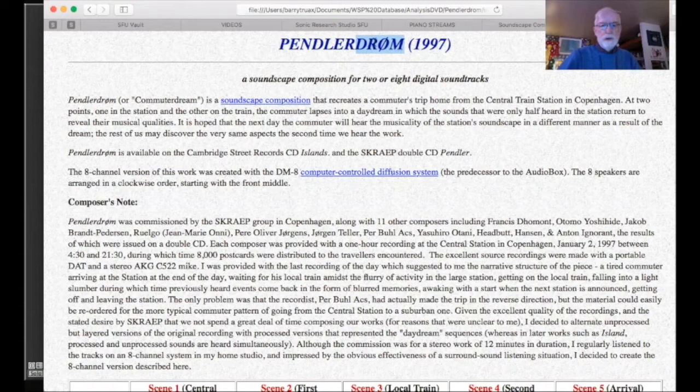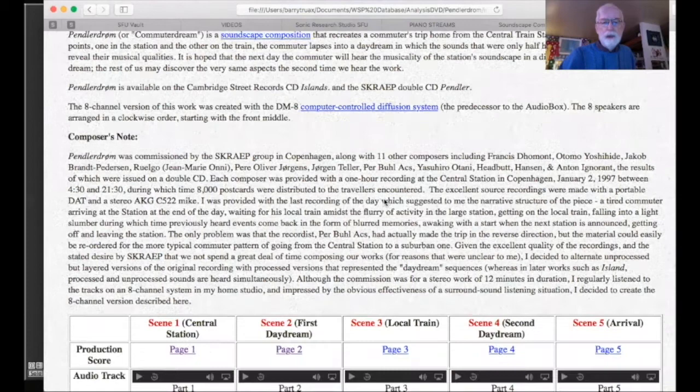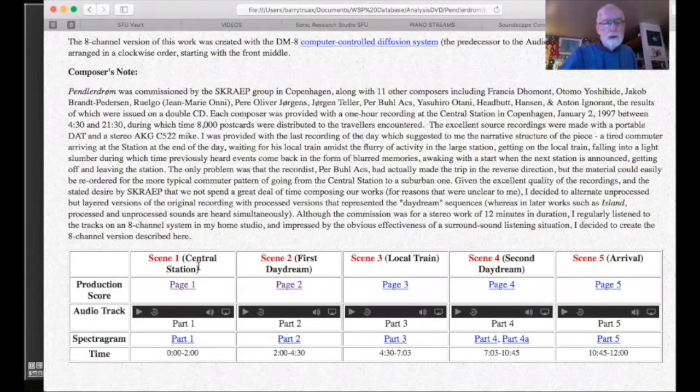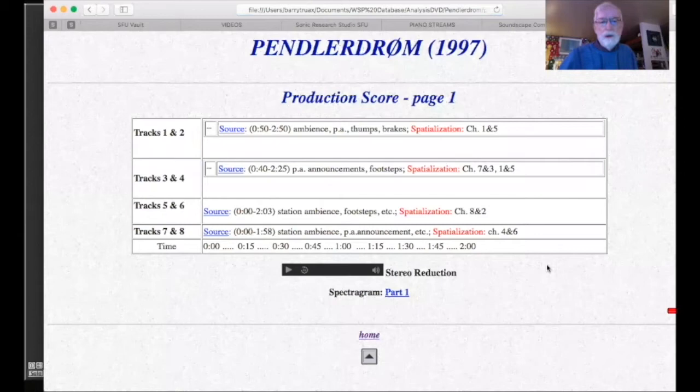They sent me 1 hour of beautifully recorded material from Copenhagen train station, a place that I had been many times. And so I decided that the first section of the piece, where the commuter arrives at the station at the end of the day, actually, which was the way it was actually recorded, would just simply be a way of evoking being in that huge space. So, with no transformation or very, very little, I combined 4 different stereo tracks in the 8-channel. Now, the commission was stereo, but I had just installed my own 8-channel sound system in my home studio, so I was actually listening to it with this surround sound.